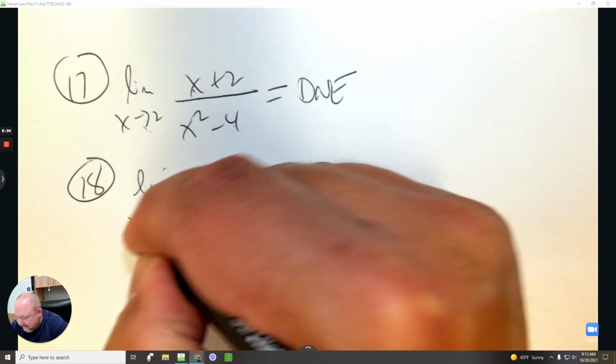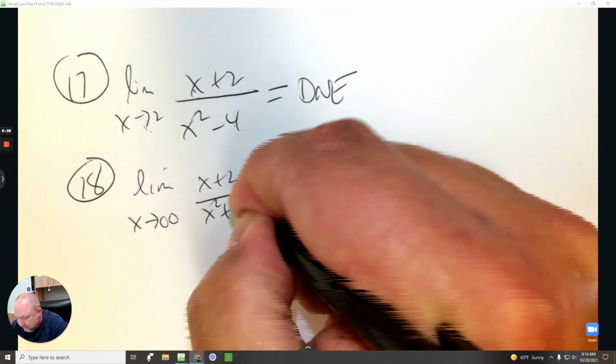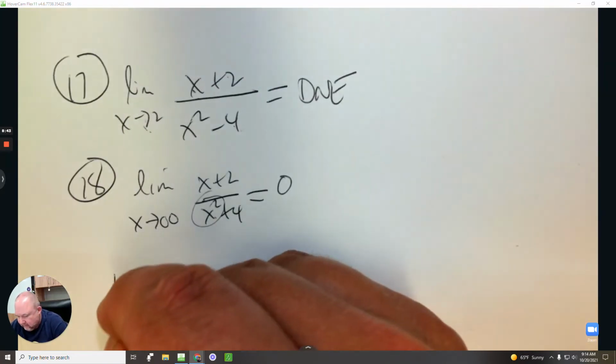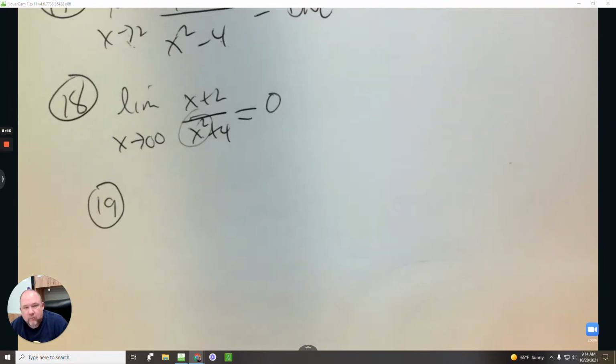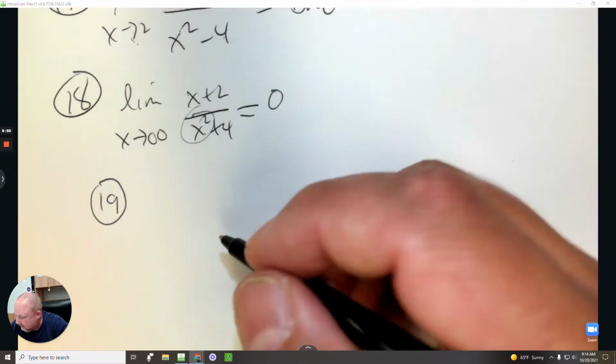Number 18 is an end behavior question when it approaches infinity. That has to do with the power terms. When the power term on the bottom is more powerful, then it's going to 0. Number 19, find an equation, and it says you may use a calculator, so I like that idea.